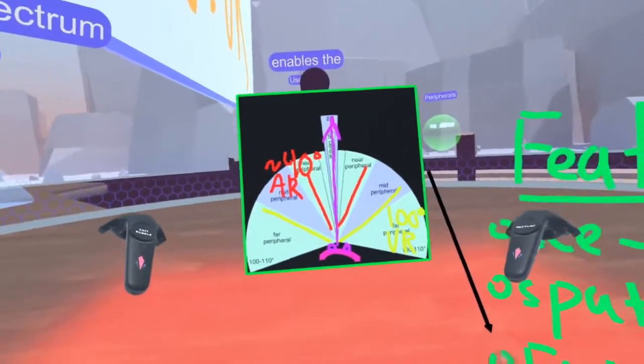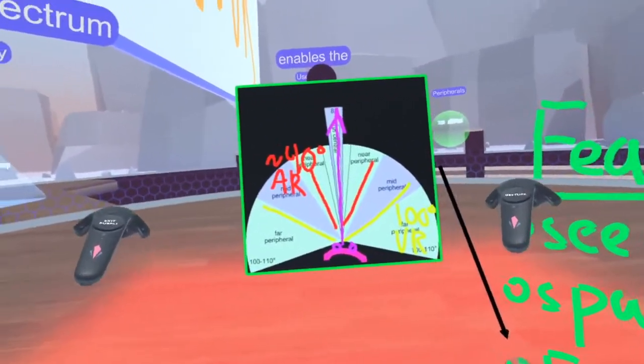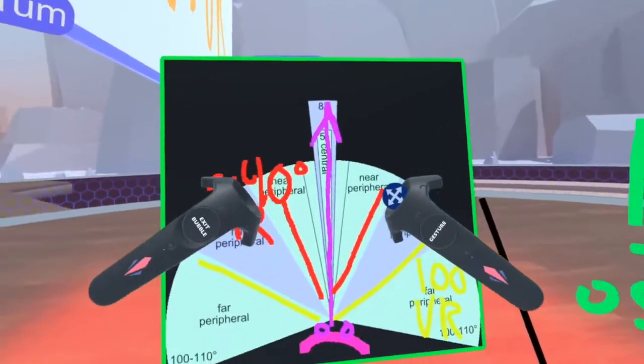AR, though, is a lot more constrained right now. Depending on the headset, it can be more like this, maybe a little bit wider. So that is one of the big challenges of AR, is actually making the field of view larger.